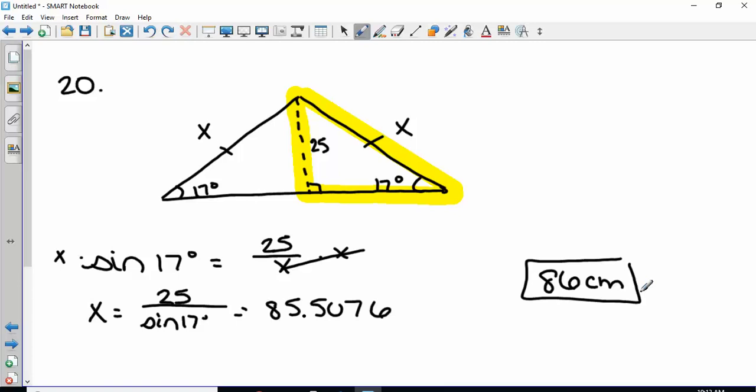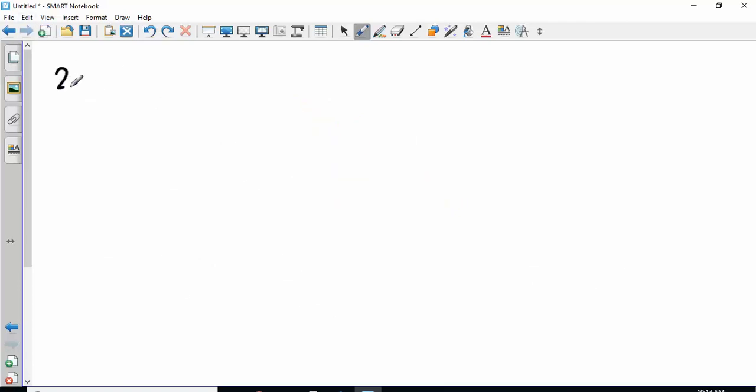Problems 21 and 22 are both angles of elevation and depression. I'm going to skip 21 and leave that for you guys. Let's look at problem 22 together.